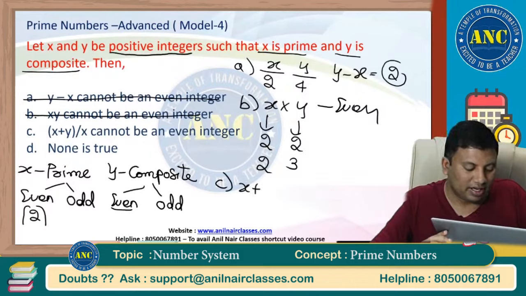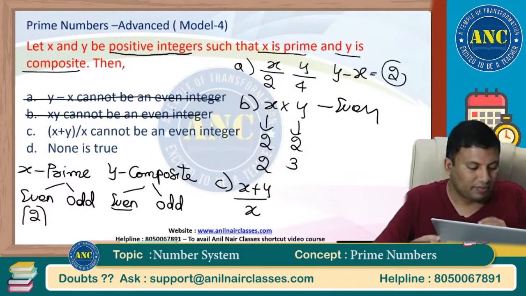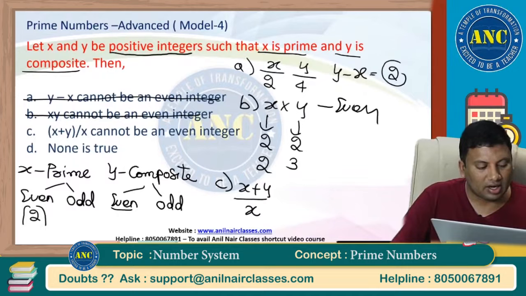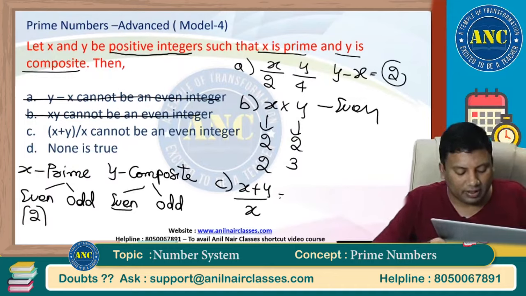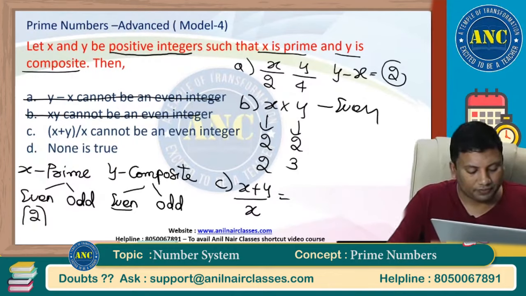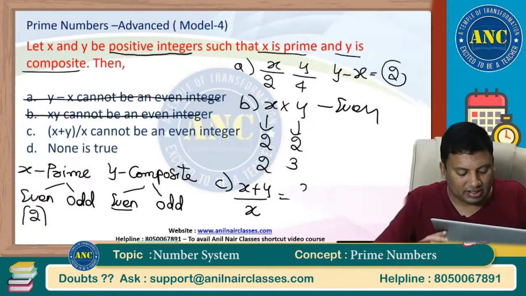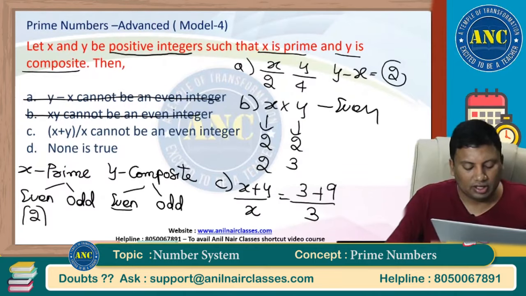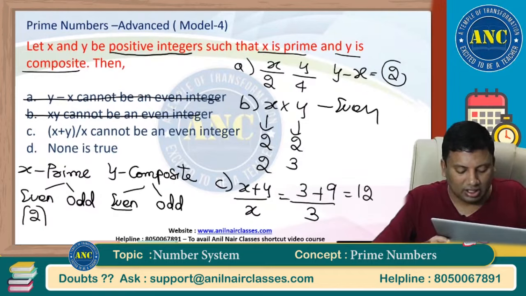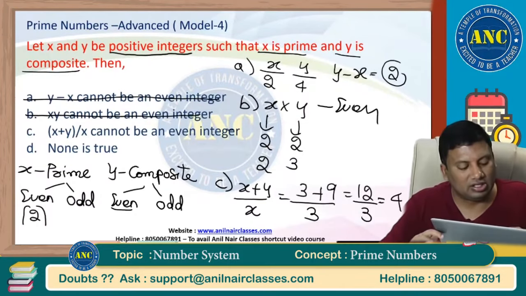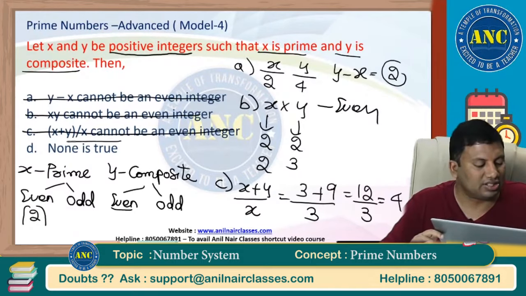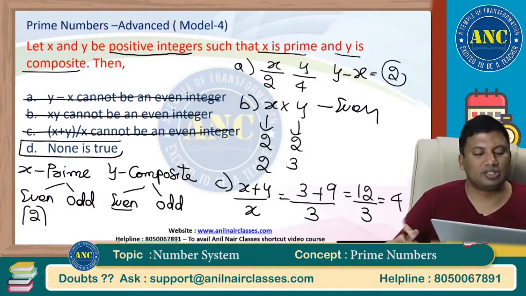x plus y divided by x cannot be an even integer. For example, suppose x is 3, y is 9. Then (3 plus 9) divided by 3 is nothing but 12 by 3, which is 4. 4 is an even integer. This cannot be true. Answer is none of the statements is true.